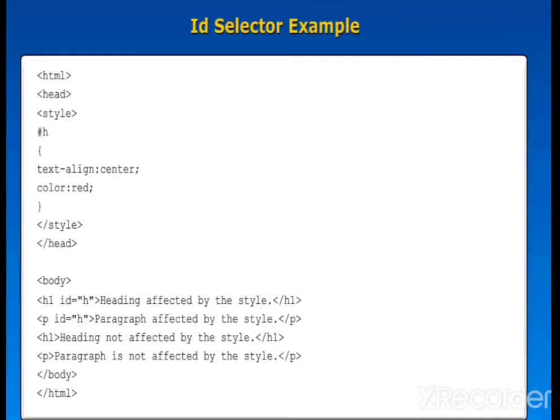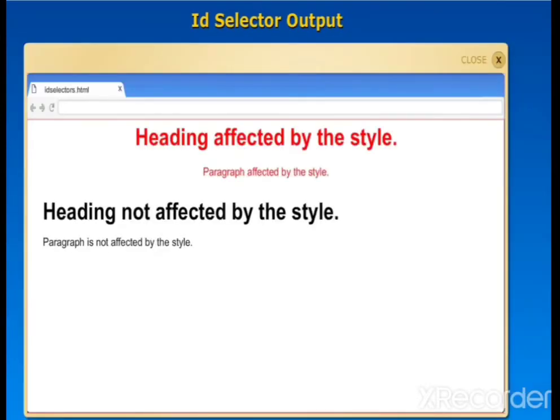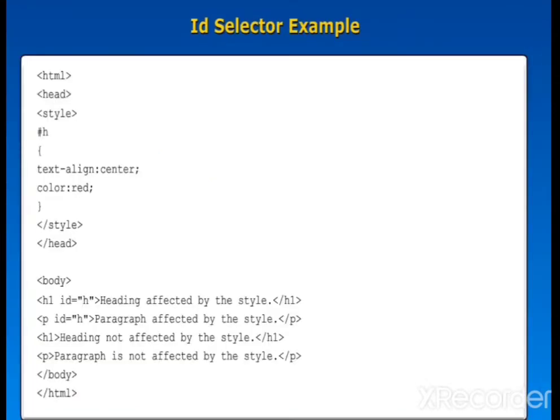After that, in the below two lines, h1 is not used with the id selector, just used as h1 only, and the paragraph is not used with an id selector. So it is displayed as normal text without any style. For the above two lines, style is applied, and for the below two lines, style is not applied. This is the way to implement the id selector in our html page. Once again, go through the example.